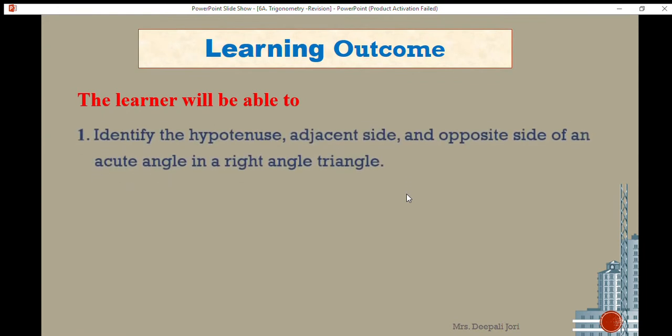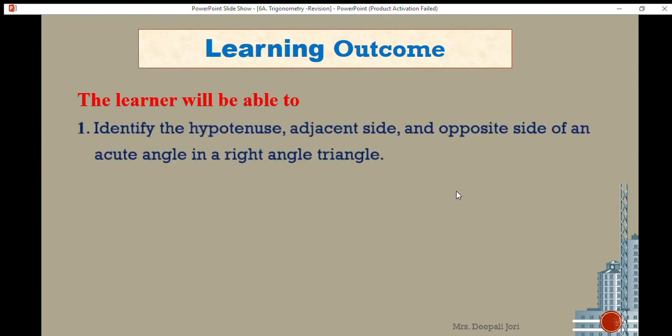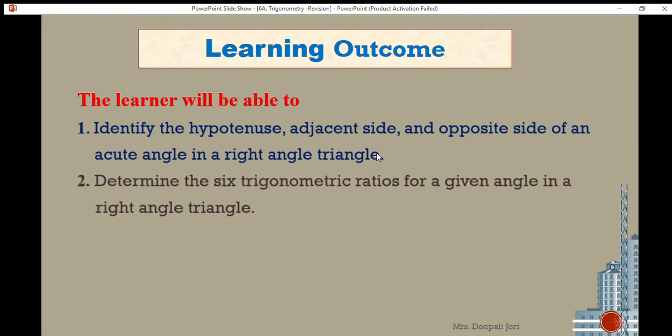So let us first see what is the learning outcome of this video. After watching this video, the learner will be able to identify the hypotenuse, adjacent side and opposite side of an acute angle in a right angle triangle. As we know, trigonometry deals with right angle triangle only. The second learning outcome is you can determine the 6 trigonometric ratios for given angle in a right angle triangle.